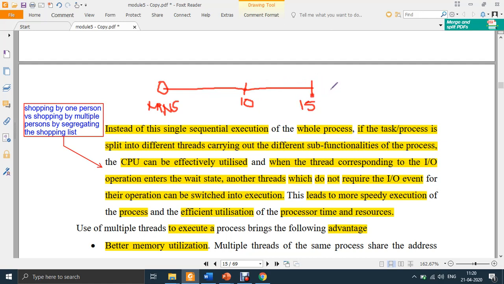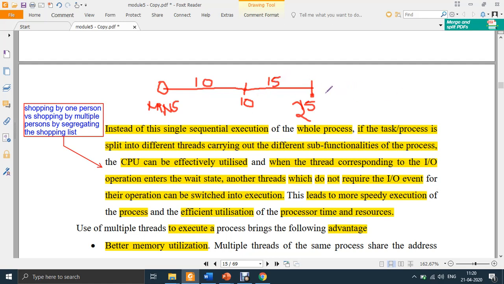Then after procuring milk, let's say it will take another 15 minutes to go and procure the ration. I'm talking about the commute time as well as the time required to procure the ration. So 10 plus 15, that is 25. From here to here it is 10 minutes, and from here to here it is 15 minutes. Totally 25 minutes have elapsed.